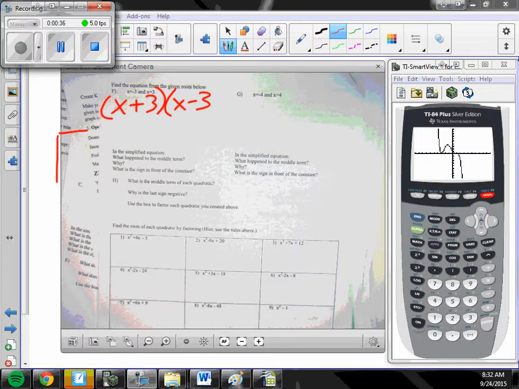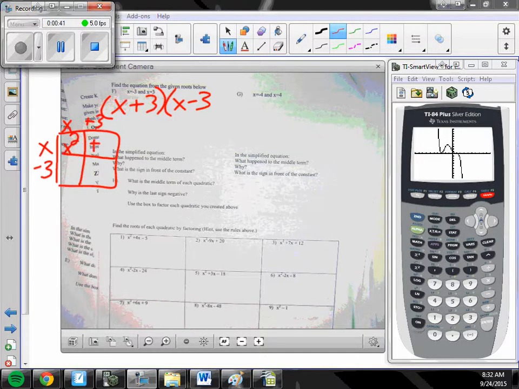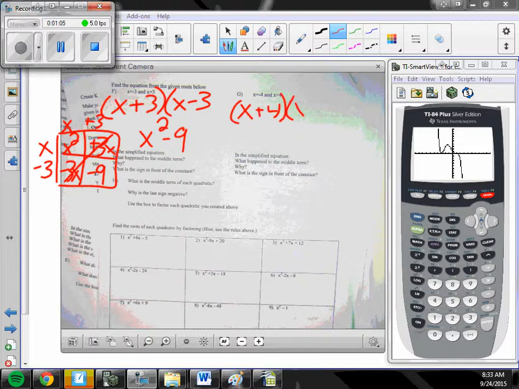And when I put those in the box, x minus 3, x plus 3, x squared plus 3x minus 3x minus 9, what happens in this case? Those two middle terms are opposites. Positive 3x and negative 3x cancel, and I'm left with x squared minus 9. Now, is that going to happen in G also? So, x plus 4, x minus 4, what is the equation? X squared minus 16.